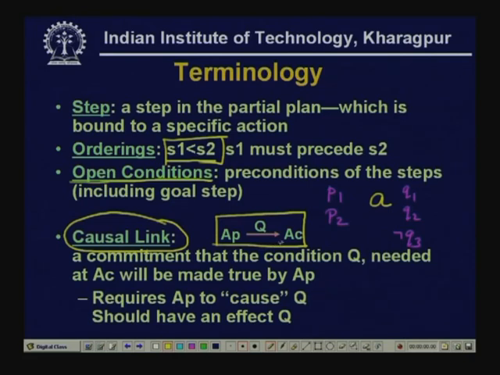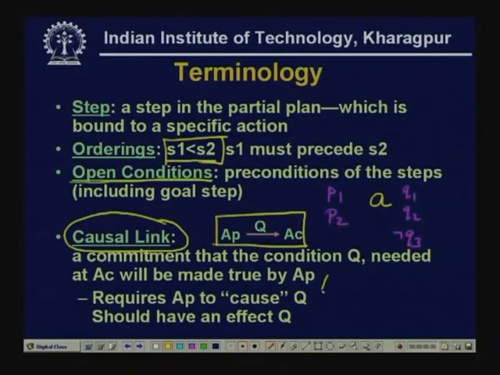That is, AP must cause Q for AC. So, AP must have Q as an effect and AC has Q as a precondition. Now, we say that AP achieves Q for AC. So, let me write that. AP achieves Q for AC.